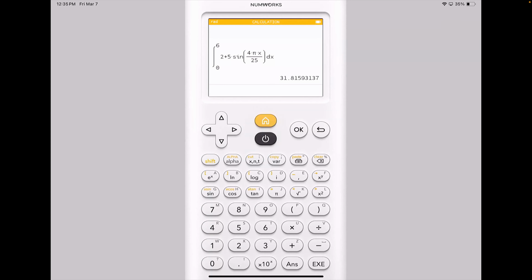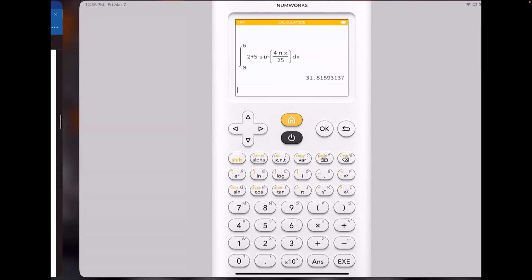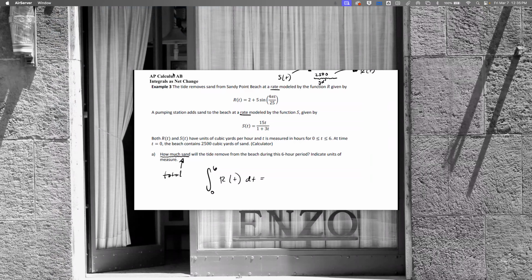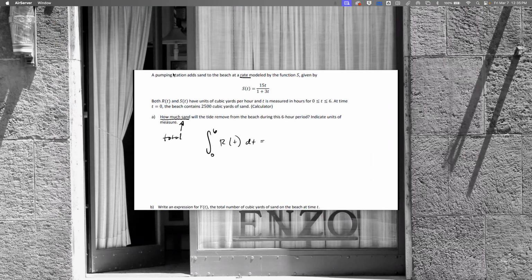Okay. So how far do we need to go? Usually I say 3 past the decimal. So 31.816. Okay.